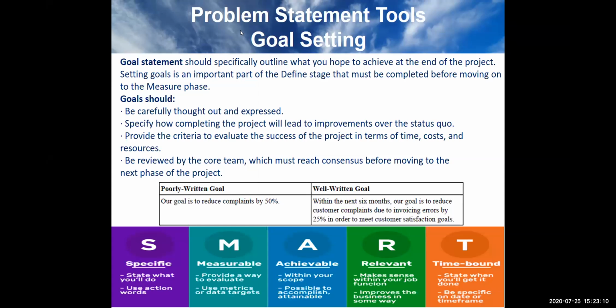So we have a goal statement. It's a very important part of the define stage. It must be completed before we move to the other part of the stage, which is the measure phase. Now, a proper goal should be carefully thought out and expressed. Yes, leaking tap, but let's think it through. Where is it leaking? How is it leaking? Who is experiencing this leakage? When did the leakage start? So it also begs one of the two that's called 6W, 2H.